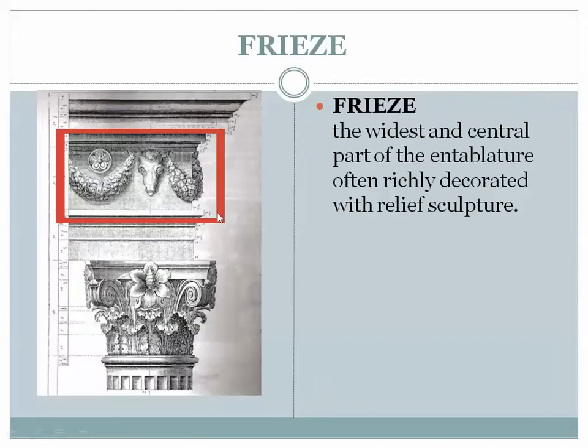So here we go then with the decorative part. We got the frieze, which is the widest and central part of the entablature. Very often when we have talked about facades on houses, we talked about this part that is decorative, and a few of you are asking what is that part called, but now you know, it's the frieze.